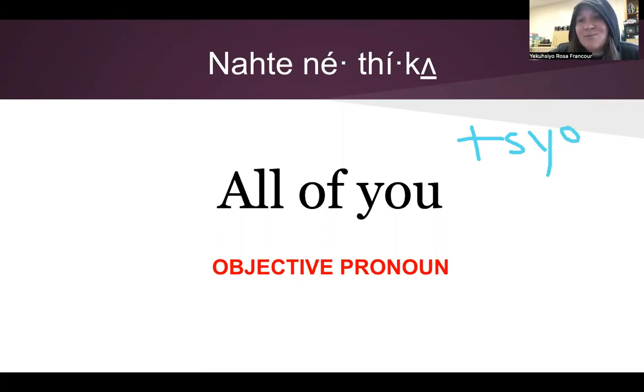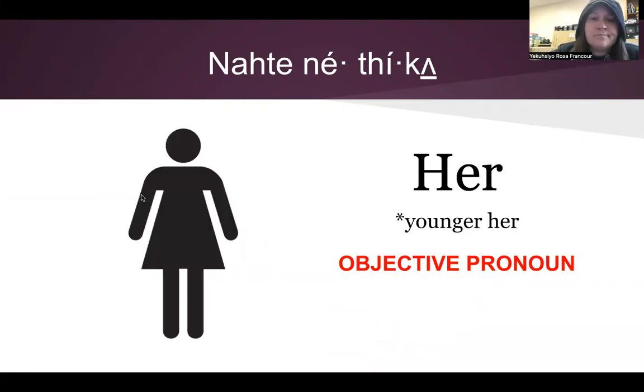Joe. T-S-Y-O. Joe. All right, let's do this one. We'll do one more. Objective pronoun for a younger her. Wise reference females. Pronoun is yagao. Yagao is the pronoun.